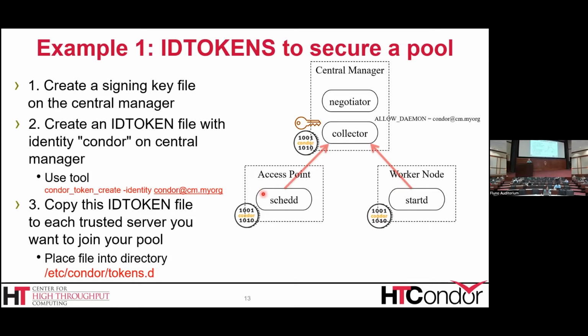So at this point, when this schedd wants to join the pool, it'll do so using its ID token. It'll be securely authenticated and authorized, so we can trust it. If Joe Bad Guy tries to set up an access point, Joe Bad Guy's server will not have a token on it, and so it won't be able to join the pool, because the only daemons that are allowed to join are ones that can prove they are condor@centralmanager. Ditto for the execution points.